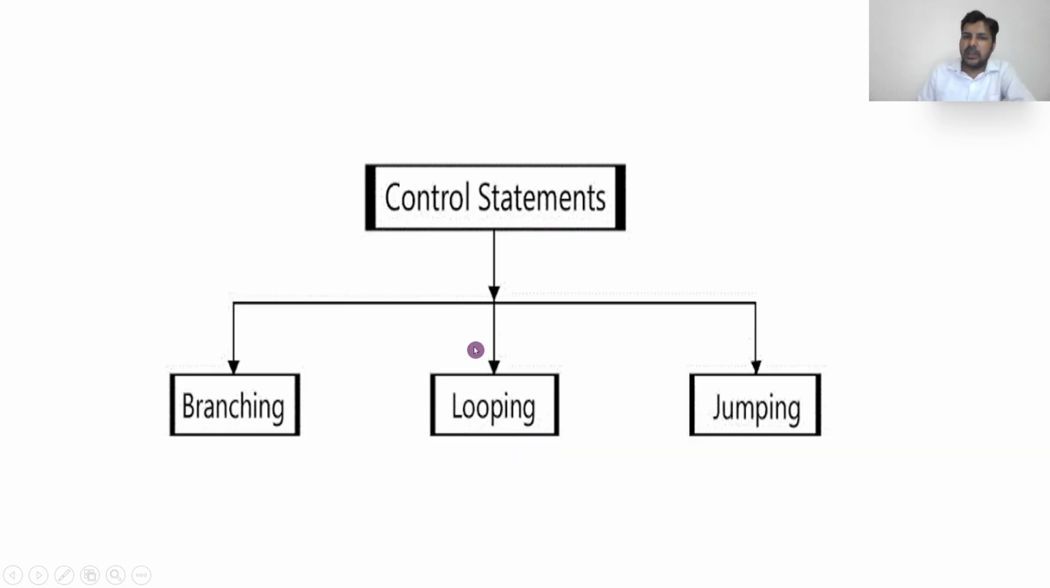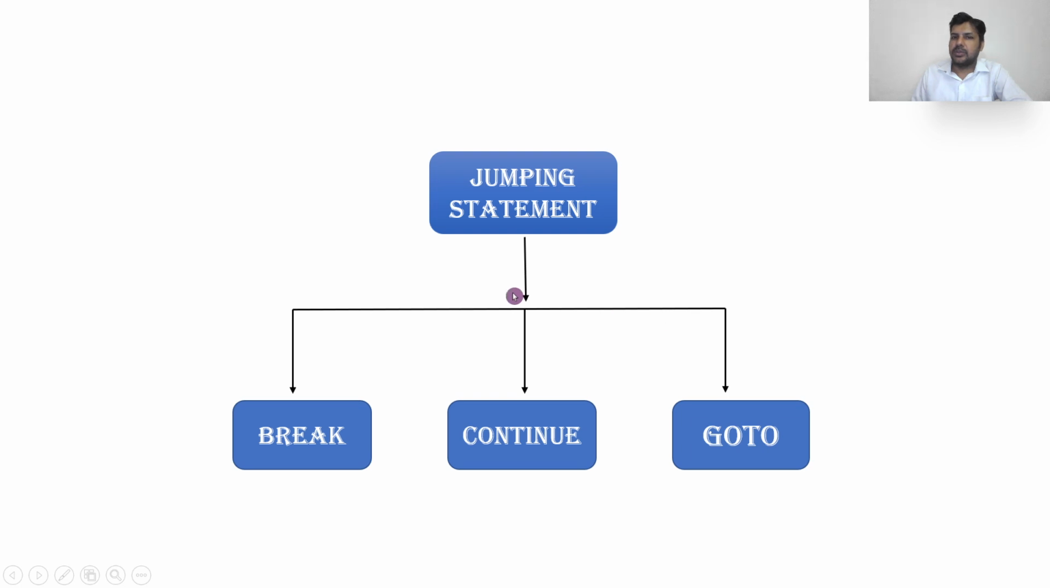So our topic is jumping statements. In general, we know that control statements are divided into three categories: branching statement, looping statement and jumping statement. In the previous video we went through the looping and branching statements. Now in this video we are going to discuss the jumping statement. Jumping statements are further divided into categories: break, continue and goto. These are the main ones, and we have another one, like return. Let us see what these are.